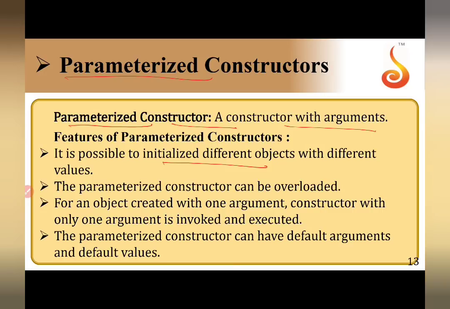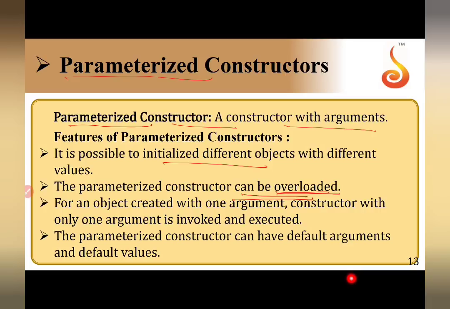The parameterized constructor can be overloaded. What do you mean by overloaded? That is, I can have more than one parameterized constructor which differs in the number of arguments or the type of the arguments passed. When I say type, it means the data type. So it can be the number of arguments or the type of arguments passed. I can have more than one parameterized constructor, so it means that it can be overloaded.